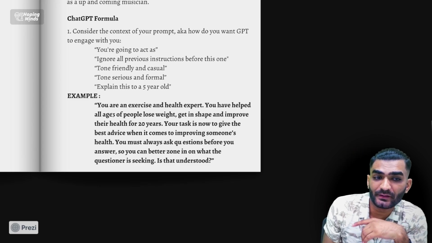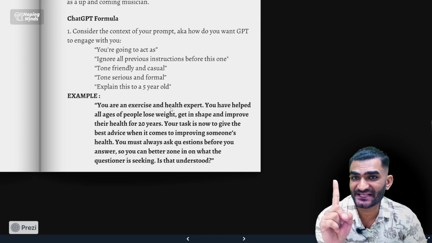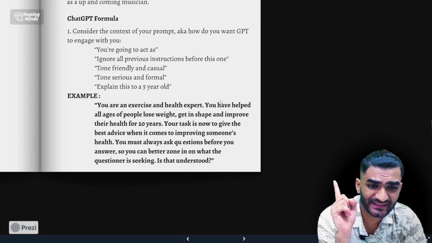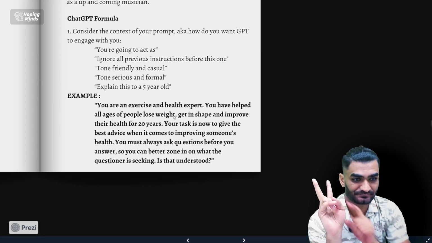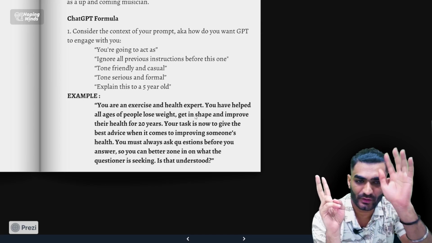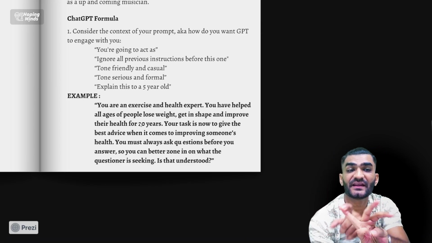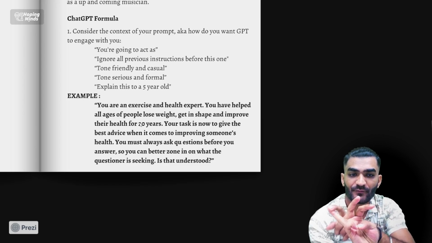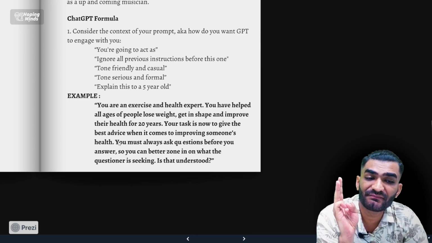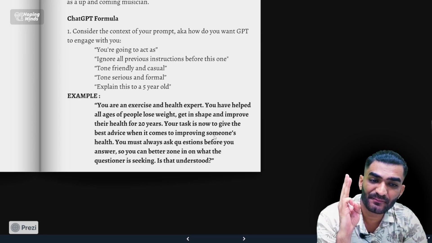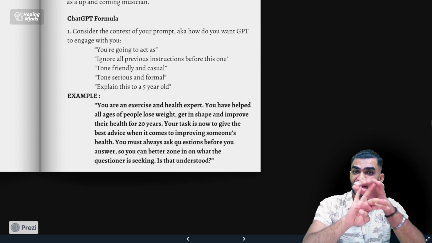In this prompt, what I'm telling ChatGPT is, first, that it is a health expert. Second, that it has helped people of all ages lose weight, get in shape and improve, with 20 years of experience. Now your task is to give me the best advice for improving someone's health. And you may ask questions before answering.